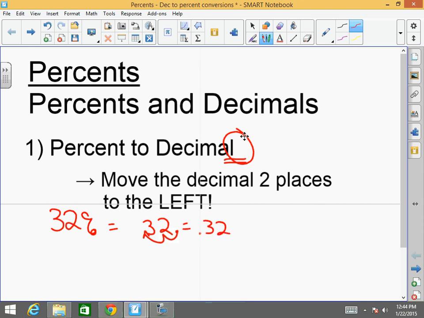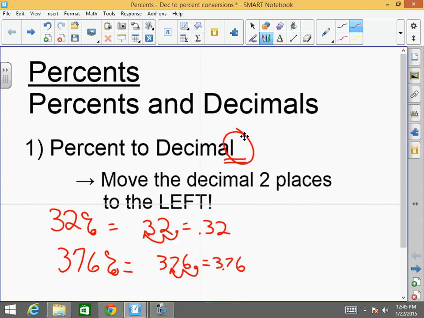I don't care how large of a percent we have. If I have 376%, I'm still going 2 places to the left. So I have the number 376 as a decimal at the far right, and I go 1, 2 to the left. So that's 3.76.